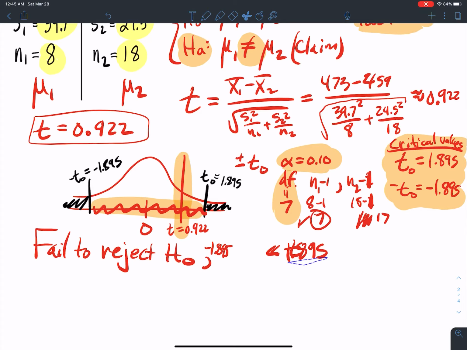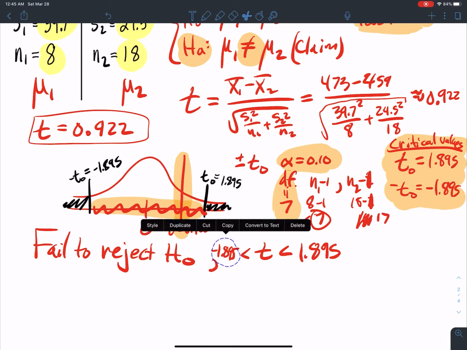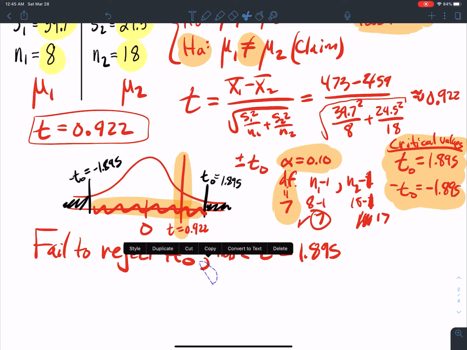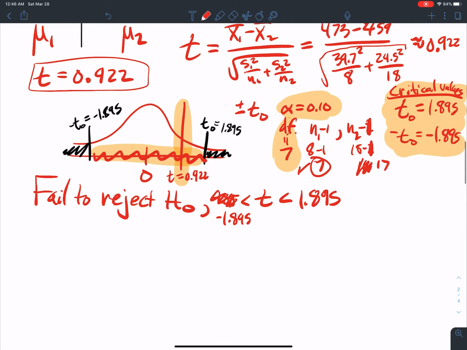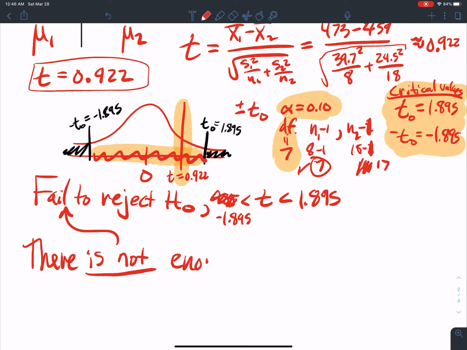So let me move this around a little bit so you can read that a little better. So that's negative 1.895 there. Okay. So what do I say? There is not. Why does it say is not? Because I said fail to reject. If it would have been reject, I would have put there is enough, but there is not enough evidence at alpha, a level of significance of 10%.